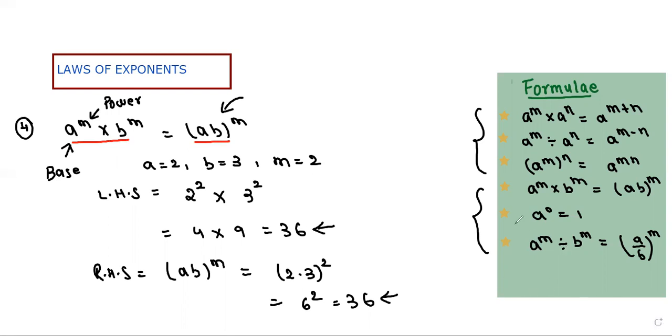Let us talk about the fifth property, which is a raised to 0 is equal to 1. This is very simple. Suppose you have any number, any constant k, and this has power 0. Then this will always be equal to 1. For example, suppose we have negative 5 raised to 0. This will be equal to 1. Suppose you have a positive number 10, 10 raised to 0. This will be equal to 1. Why? Because of this property that any number raised to 0 will always be equal to 1.